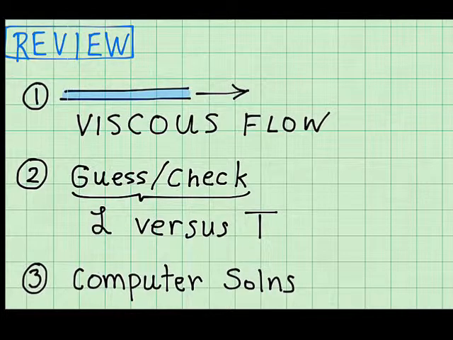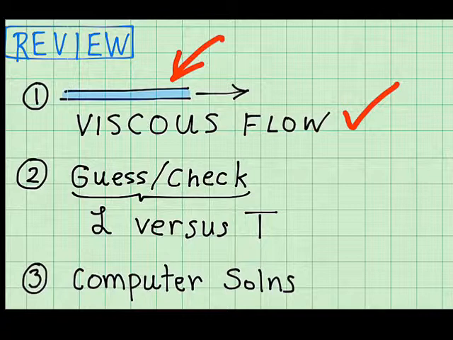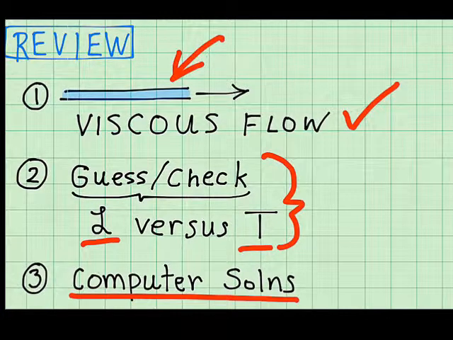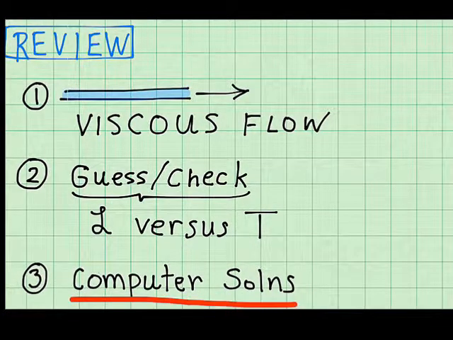In review, when I see viscous flow in a pipe like this, I always think of applying the energy equation with head loss, calculating head loss with the Darcy-Weisbach equation. It's very common in pipe flow problems to have to guess that the flow is either laminar or turbulent, and then you check your guess by calculating the Reynolds number, as I did in this example. The last review comment, computer solutions in general for viscous flow problems such as this one are much faster, and that's generally how I solve these kind of problems. And hey, I also love computer programming.